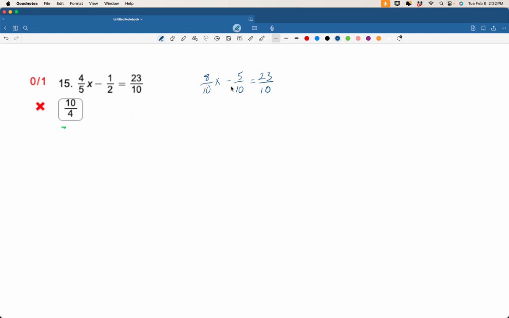Okay, so now I can add 5 over 10 to both sides. This would cancel. 23 plus 5, that's going to be 28 over 10, and that's going to be equal to 8 over 10x. Now, the way we free this fraction: we are multiplying x times 8 and then dividing it by 10, so we have to do the opposite. The way we do that is we multiply by the reciprocal fraction.